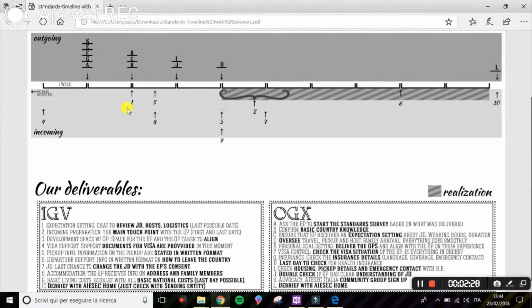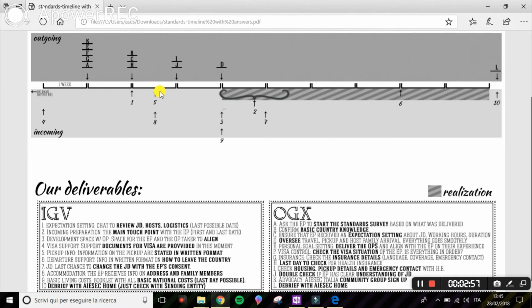And then at the same time, OGV is going to confirm basic country knowledge, so basically all the information that one should know about, for example, coming to Italy. Then ensure that the EP has received the expectation setting, so they check on our job as much as we do on theirs. And then they also have the last chance to ensure that the EP is traveling with health insurance. This is the standard that we also should focus on checking.